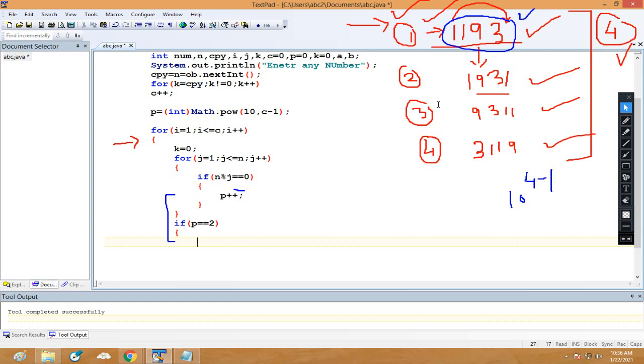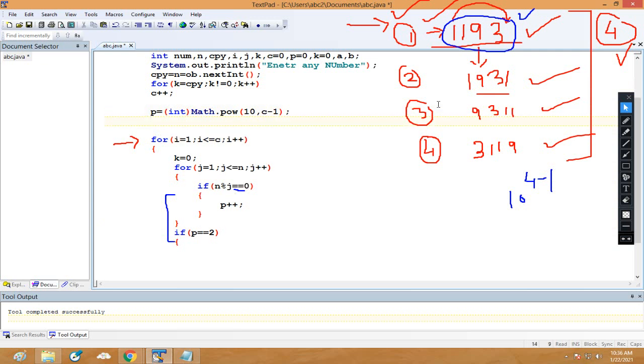So for counting we can use one more variable, like p we have used, k we have used. I am using k here, and one more variable I am declaring. In that we will count how many times the number is prime. So here we are increasing. So after that, please pay attention.